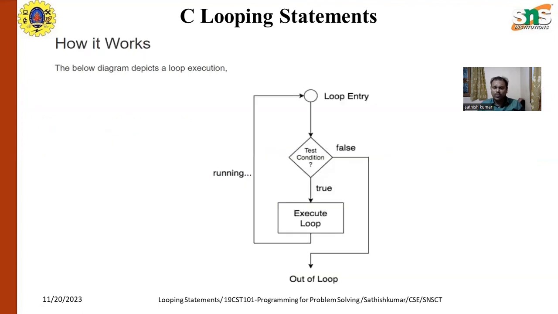So how does it work? In the block diagram, first we initialize the variables. Once we initialize the variable, the loop entry starts. When the loop entry starts, first we test the condition. If it is true, we execute the loop. Otherwise, if it is false, it comes out of the loop. So this is the working of the looping statements in C programming.